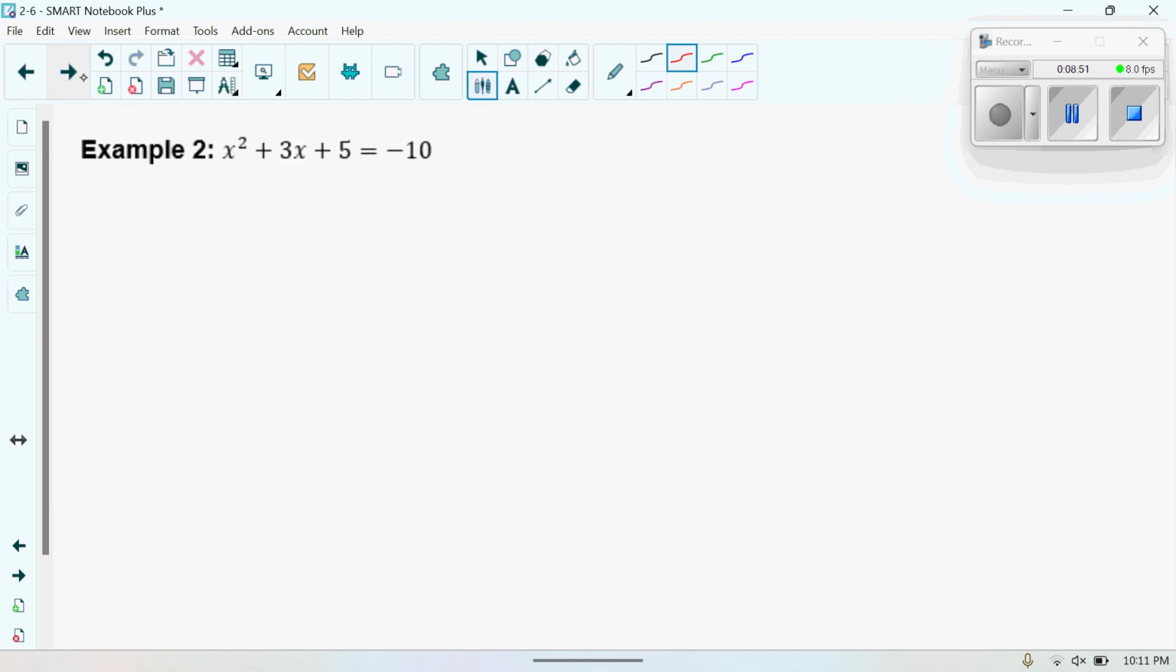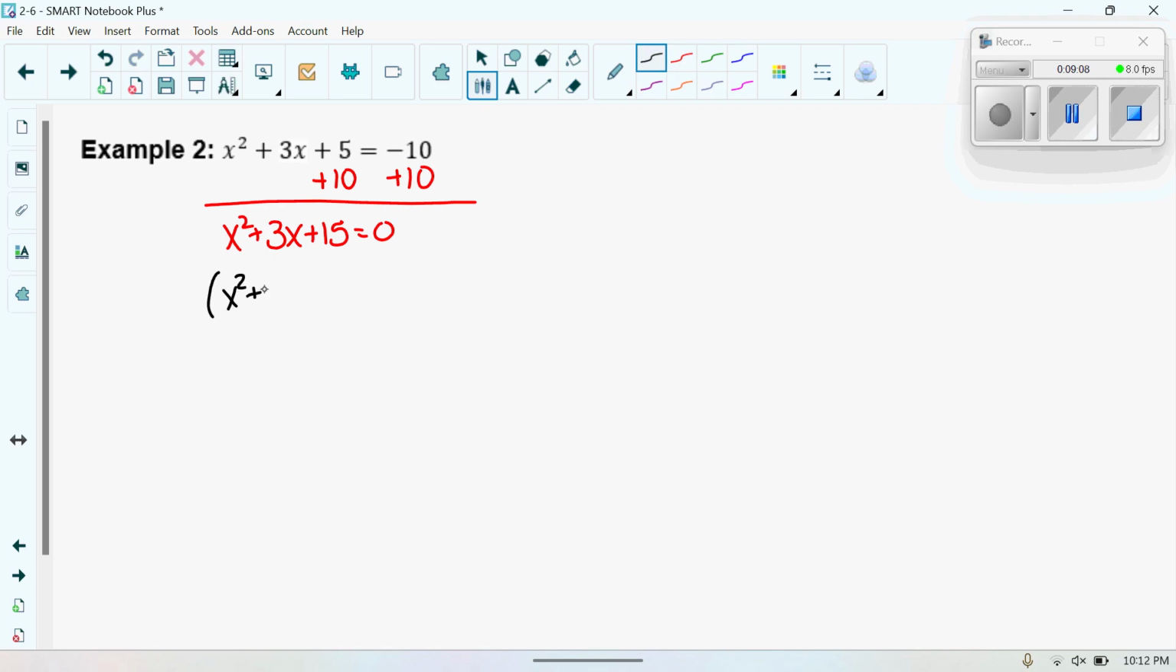x squared plus 3x plus 5 equals negative 10. So once again, I'm going to start by putting this into standard form. So I have x squared plus 3x plus 15 equals 0. I'm going to set up my two lines. So my first line is x squared plus 3x plus blank plus 15 minus blank equals 0. And my next one is my binomial squared, because that's my goal.